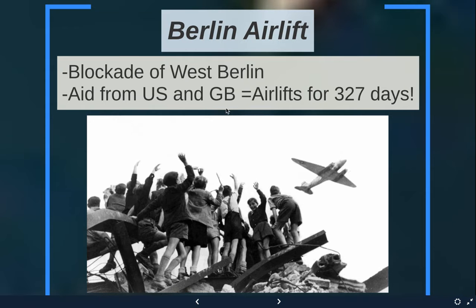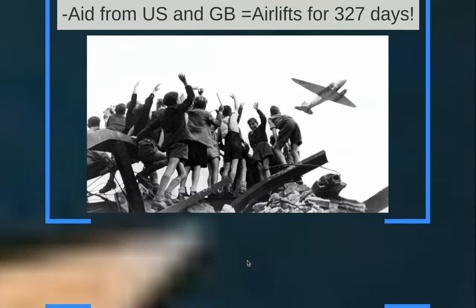But what the US and Great Britain are going to do is they're going to take airplanes and drop food into West Germany for 327 days until the blockade is over. So this is a really important part. They're called the chocolate bombers or the candy bombers. I can't remember which one it was called, but they actually dropped candy for the kids a couple of different times, and that's kind of a cool story if you want to go back and look that up.